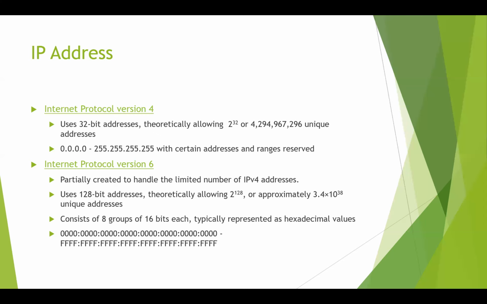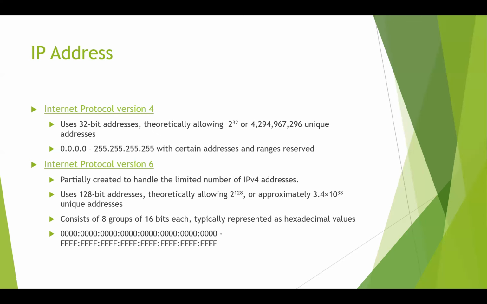IPv4 uses a 32-bit address, and if you're familiar with binary, you know that that means each bit has potential values of 0 or 1, which means that if we're using a 32-bit address, we have 2 to the 32nd possible combinations, or a little bit over 4 billion unique addresses. And those addresses can range from essentially all of those bits being 0 to all of those bits being 1.